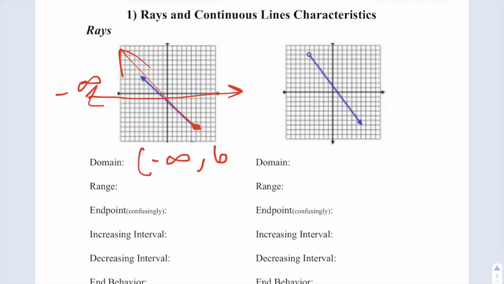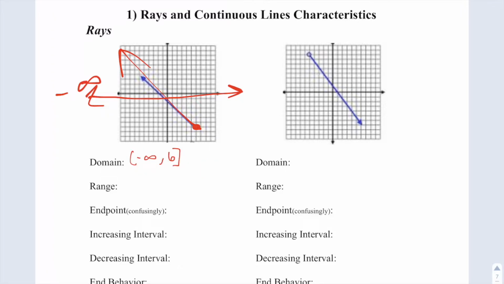So just from previous lessons, whenever anything's ever included, it gets a bracket. And the reason that negative infinity and infinity always have parentheses is because they're moving numbers. So like you can never really capture infinity because it's constantly getting bigger, or negative infinity because it's constantly getting smaller. That's why those always have parentheses.